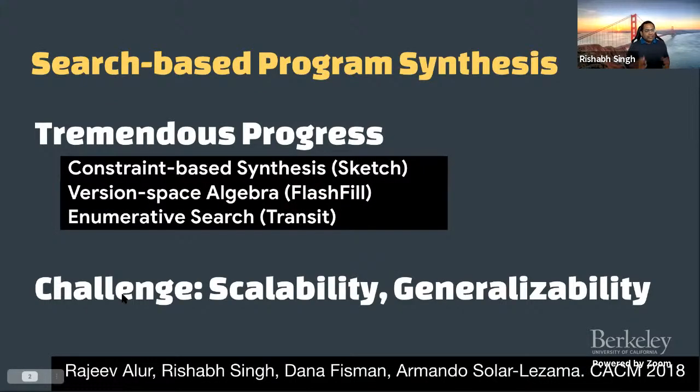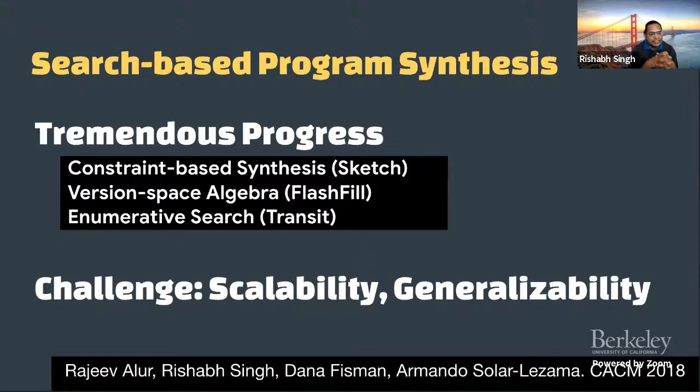Great. So basically, we've seen in the last few years lots of tremendous progress in search-based program synthesis, trying to scale up synthesis to tackle larger and larger search spaces, and we've had lots and lots of successes in terms of both constraint-based synthesis, deductive reasoning, specialized algorithms, and even enumerative search. We can now scale up with lots of new ideas. So that's been actually quite good.